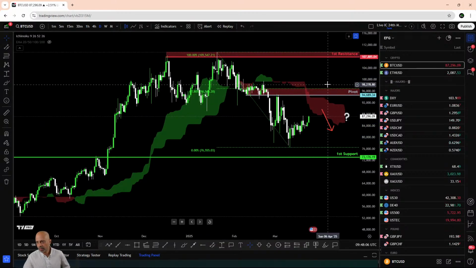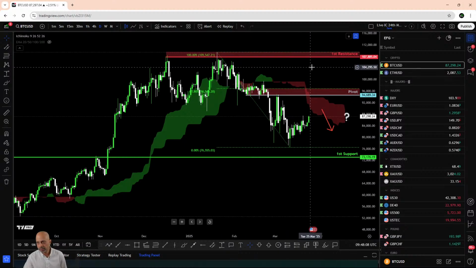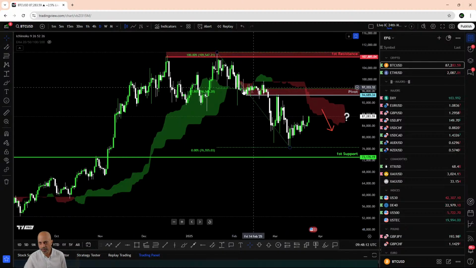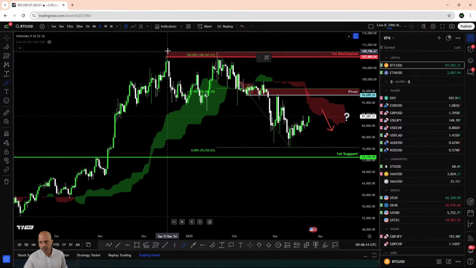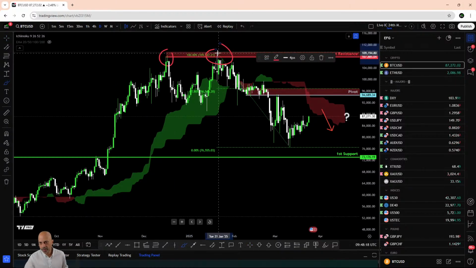And of course, beyond the pivot, the next major resistance for Bitcoin sits at $107,885. It's a multi-swing high resistance, with the first swing high resistance being formed on 17th of December last year, and of course, the second swing high resistance being formed in the third week of Jan.